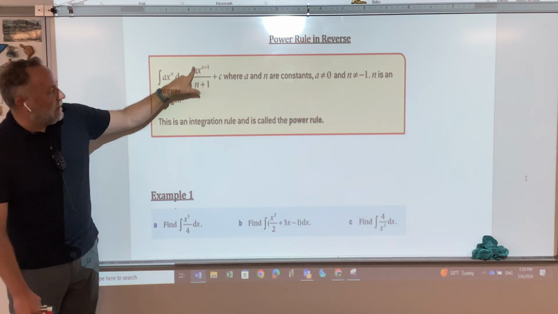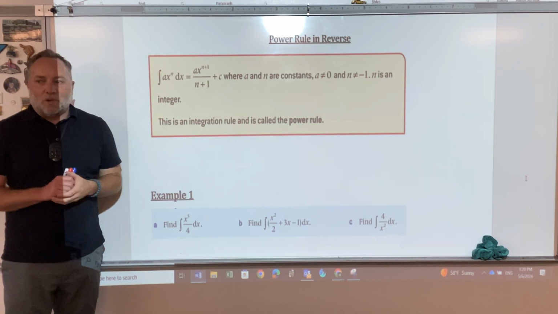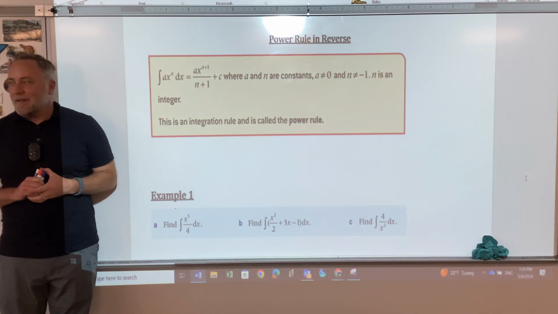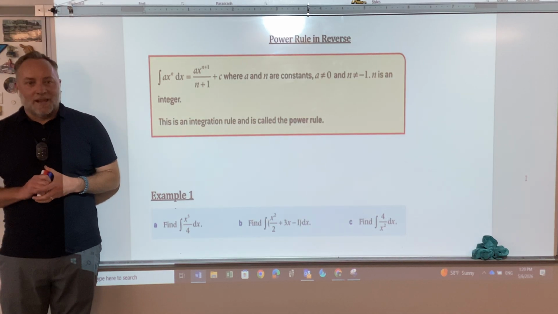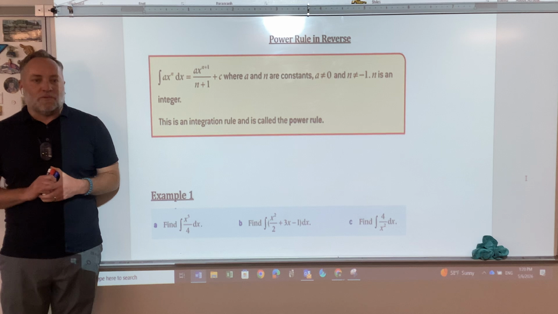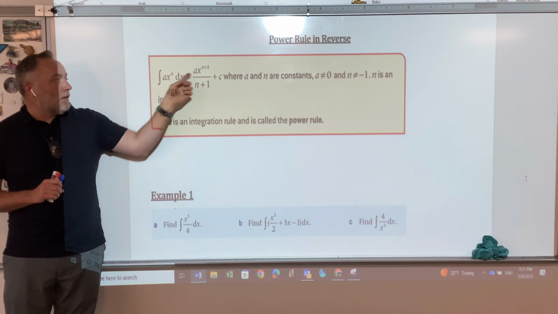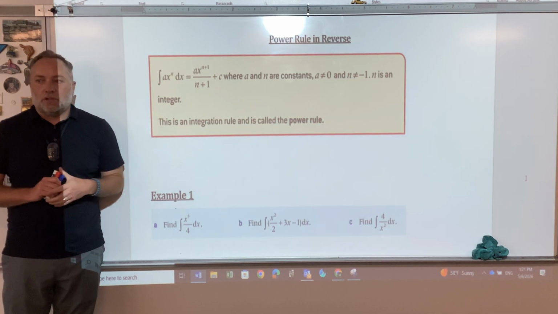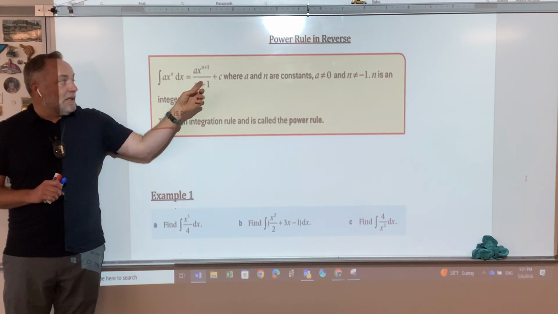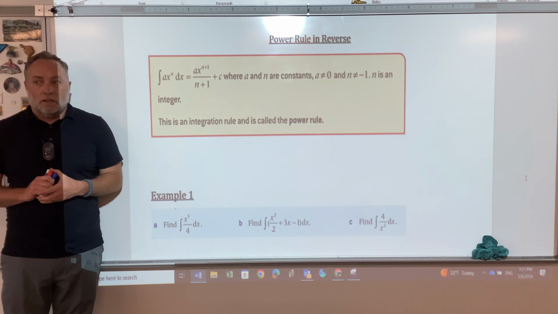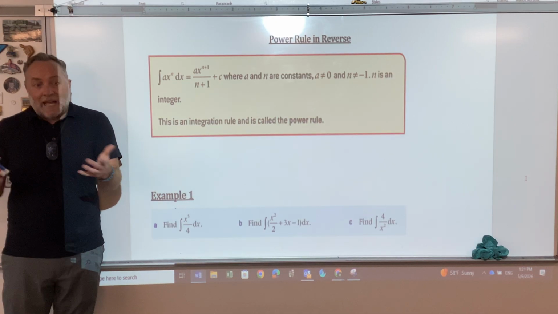Can you put this first piece in your own words? What could you say is happening right there? What did you do from here to here? Compare that to that. What did you do? Plus 1. To what? To the exponent. And then divided by what? That exponent. Okay, so that's what I was trying to get us to say.